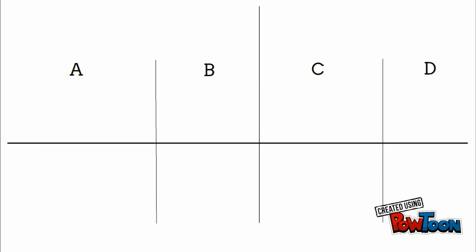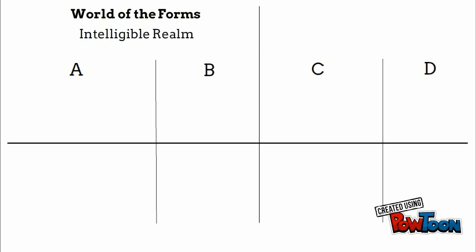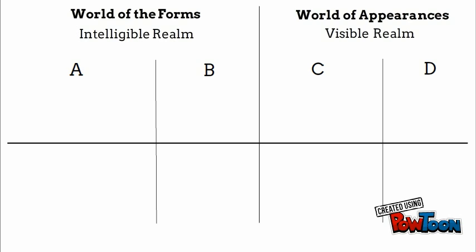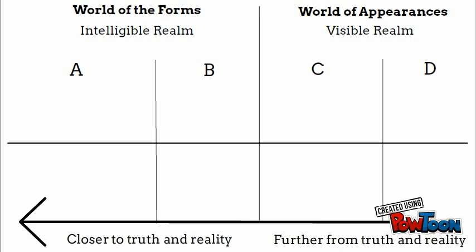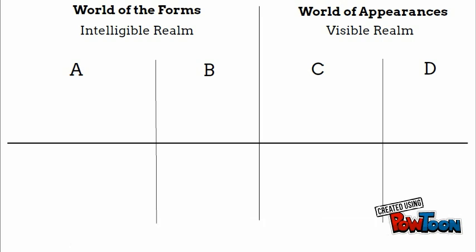This left part, which A and B are in, is the world of the forms, or in other words, the intelligible realm. The other side, where C and D are, is the world of appearances, or the visible realm. Plato believed that the closer you got to the intelligible realm, the closer you would get to the truth and reality, and therefore the visible realm is where you are least likely to get to the truth and be further away from reality. So let's start naming things.